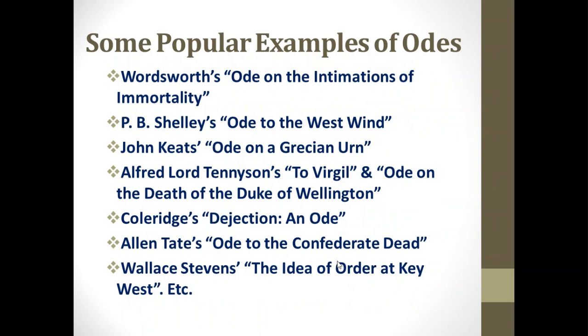and Coleridge's Dejection: An Ode, and Allen Tate's poem Ode to the Confederate Dead, Wallace Stevens, The Idea of Order at Key West. These are some of the popular examples of odes which we find in English literature.